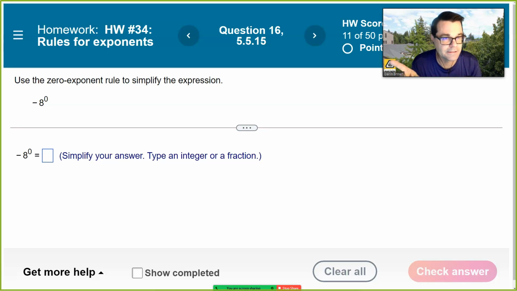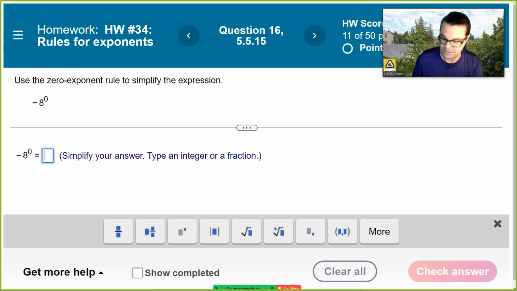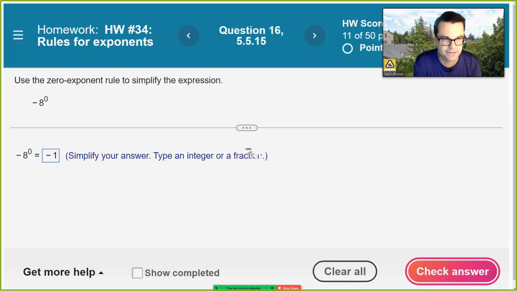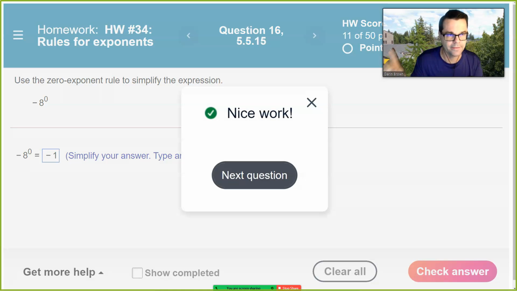Okay, so without the parentheses here, minus 8 to the 0, if you do the exponent first, this is negative. If you don't get this, go back and watch what we went over with the order of exponents until it's completely clear why the first example was 1 and the second one here was negative 1.